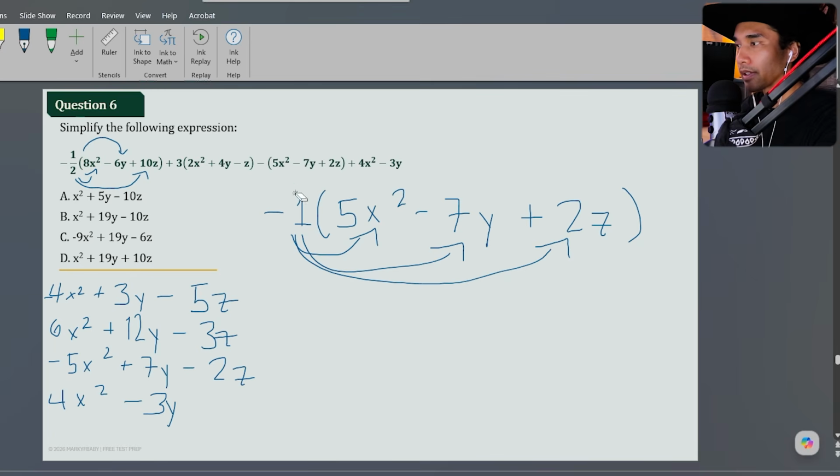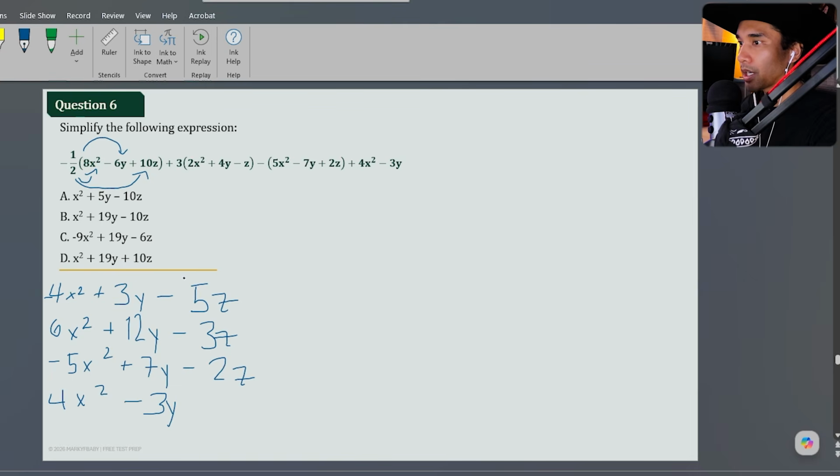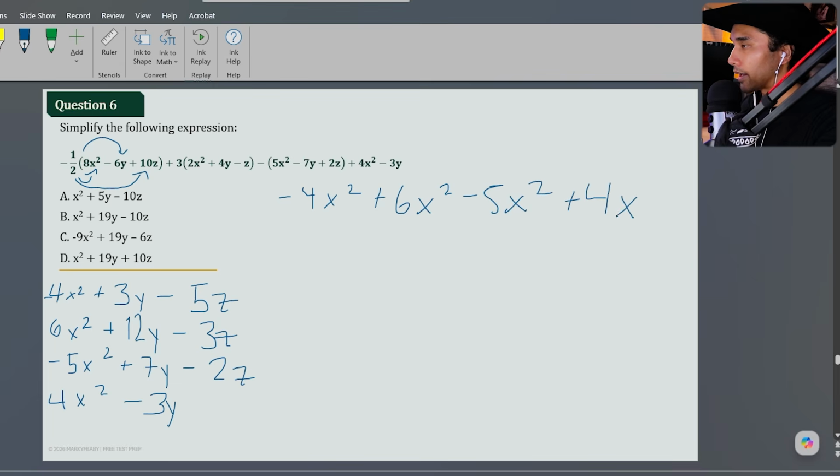And if you want a tip here, if you just have this negative here, you just flip the sign in the parentheses for all terms. So this negative here just changes this positive 5x squared to a negative 5x squared. And then this one to a positive 7y. And this one to a negative 2z. It just flipped the sign. That's all it did. So let's go ahead and combine like terms. Combining like terms, we get negative 4x squared, plus 6x squared, minus 5x squared, and then plus 4x squared.